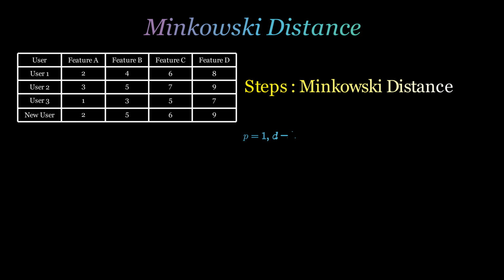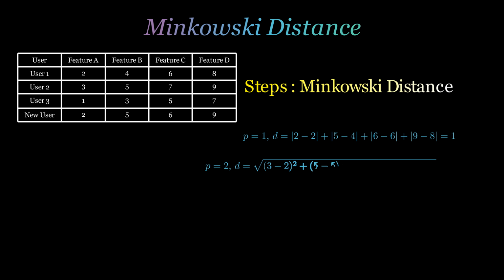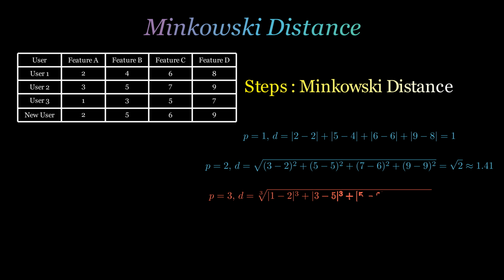First, for p equals 1, the Minkowski distance becomes the Manhattan distance. We calculate the distance between user 1 and the new user. Next, for p equals 2, the Minkowski distance becomes the Euclidean distance. We calculate the distance between user 2 and the new user. Finally, for p equals 3, we emphasize larger differences more strongly. Here, we compute the Minkowski distance between user 3 and the new user.